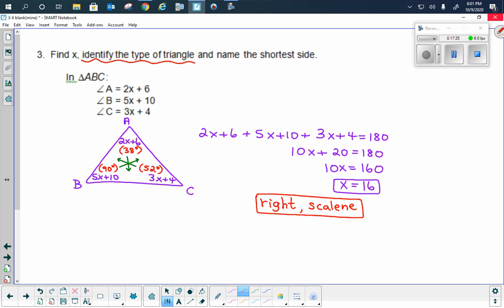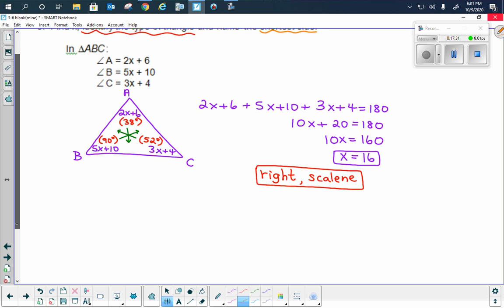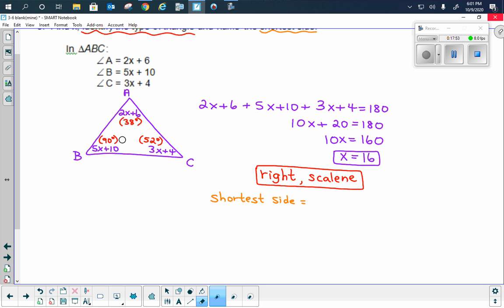And then the shortest side is what we're asking this time. It's a different question, but still, you're still going with those relationships of what you know about sides and angles. So our shortest side will be across from the smallest angle. Let me get rid of these so we can just see that part. The smallest angle is 38 degrees. And so if this is the smallest angle, then the shortest side is this one.